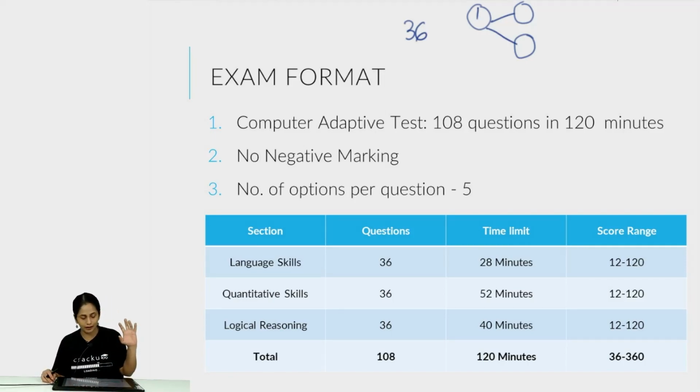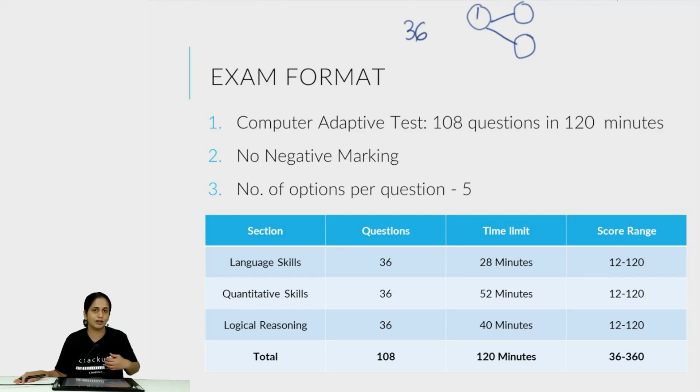Now again, remember that though it has equal weightage for each of the sections, the time is not equal. The reason for that is that some of the questions would take more time to solve, some would take less time to solve. So the first one, which is language skills, there will be reading comprehension questions as well, but there will be easier vocab questions which you can solve in less than 1 minute, like half a minute. So because of that, though there are 36 questions, there are only 28 minutes.